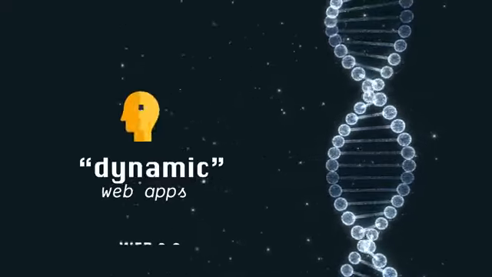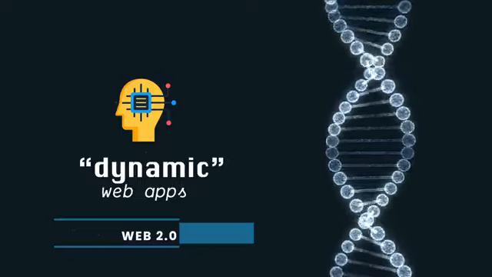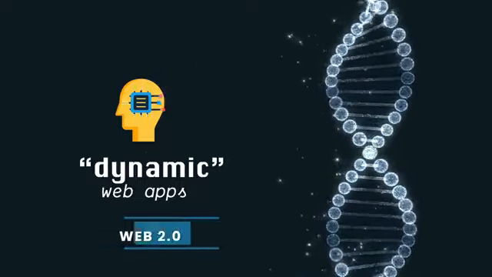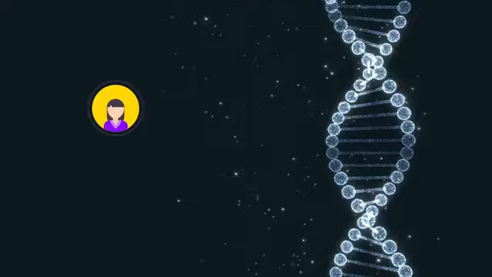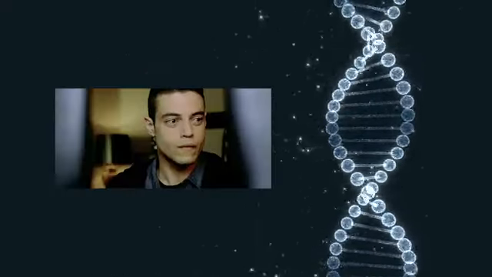In the mid to late 2000s, Web 2.0, the era of dynamic web apps, started to emerge. While there's no agreed upon definition, web apps are usually characterized by user-generated content, push notifications, and all the other things that give us anxiety.